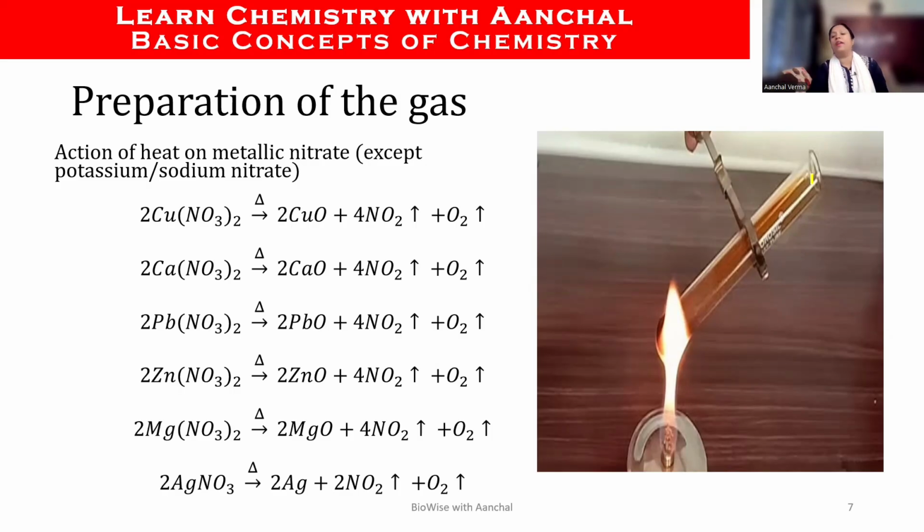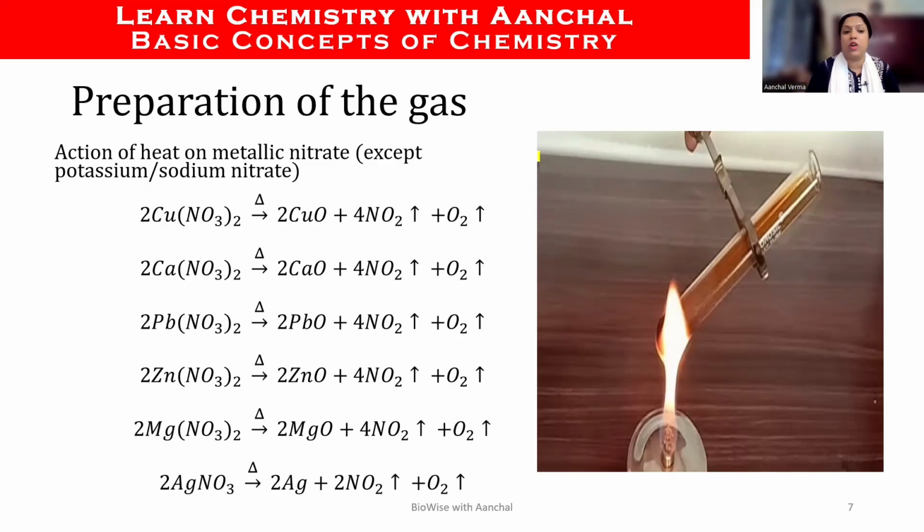So whenever a nitrate is heated strongly, that is thermal decomposition of nitrates, except sodium and potassium nitrate because they are thermally stable. They do not decompose. Potassium and sodium nitrates are thermally stable. They do not decompose. Understood?